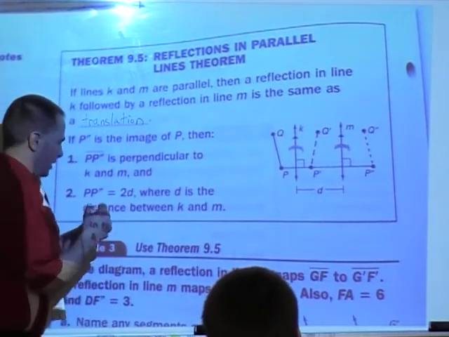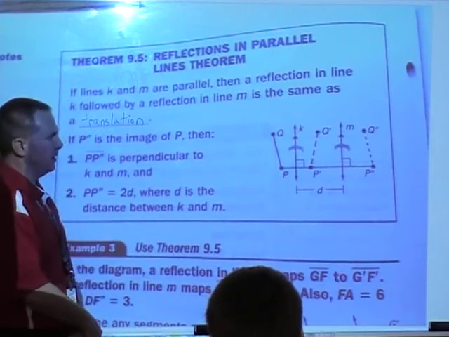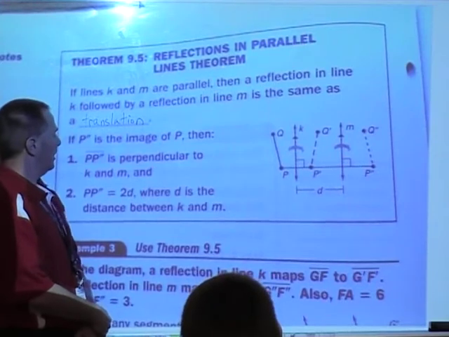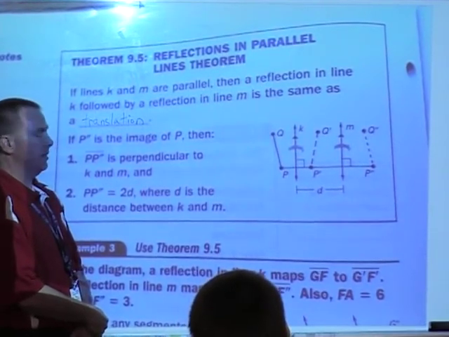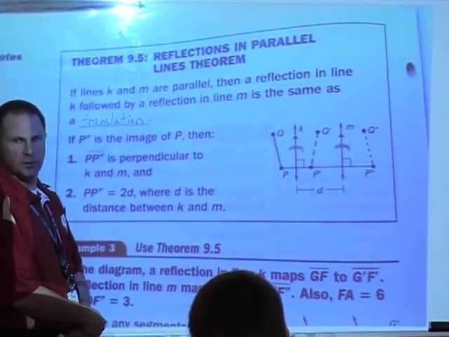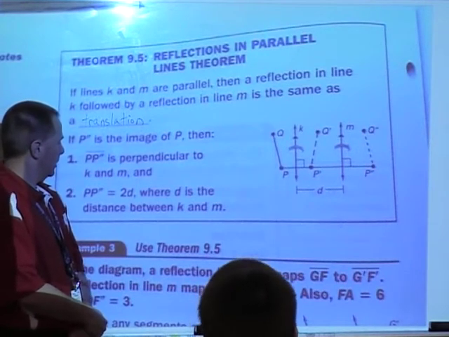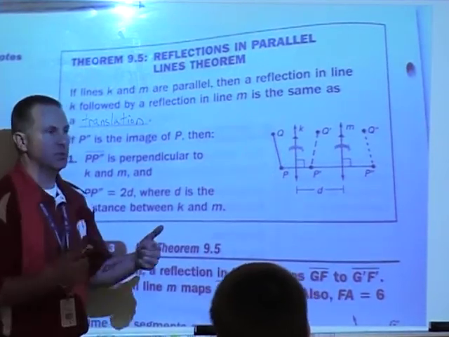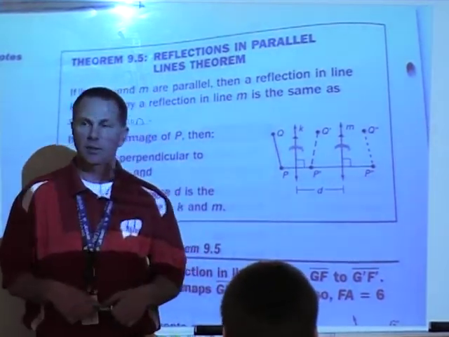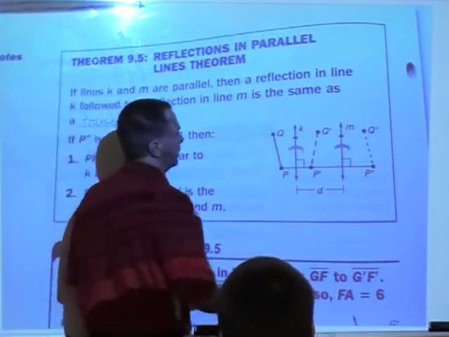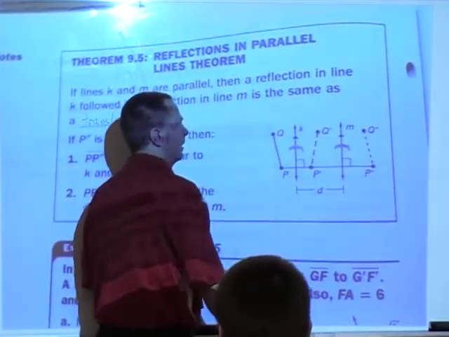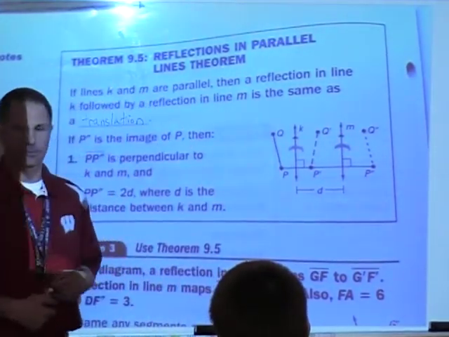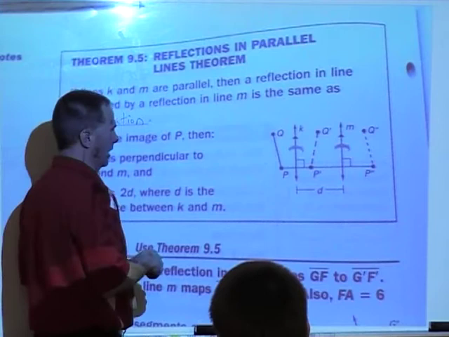Good job. If P double prime is the image of P, then P to P double prime is perpendicular to K and M. That's important. You understand it's perpendicular. And P to P double prime is twice D. D is the distance between the two parallel lines. So this is a formula. If I want to know the distance from Q to Q double prime, all I have to do is take twice the distance from K to M.